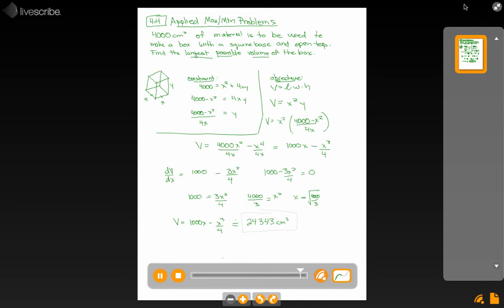If you're asked the dimensions of the box, you'd need to find x and y. x, when you do figure out what the square root of 4,000 over 3 is, it's just about 36.5, a little bit more, and you'd have to find y. But in this case, we're answering the question by saying the largest possible volume of the box is just over 24,000 cubic centimeters.